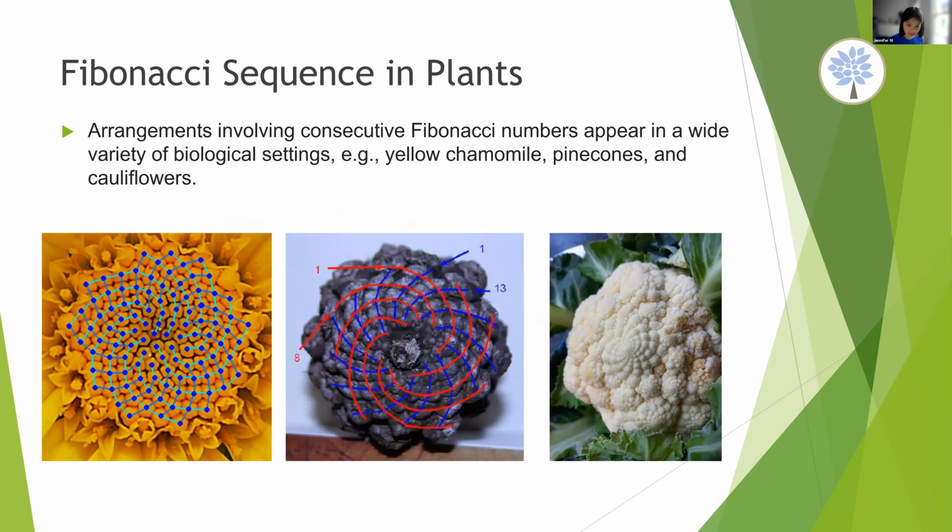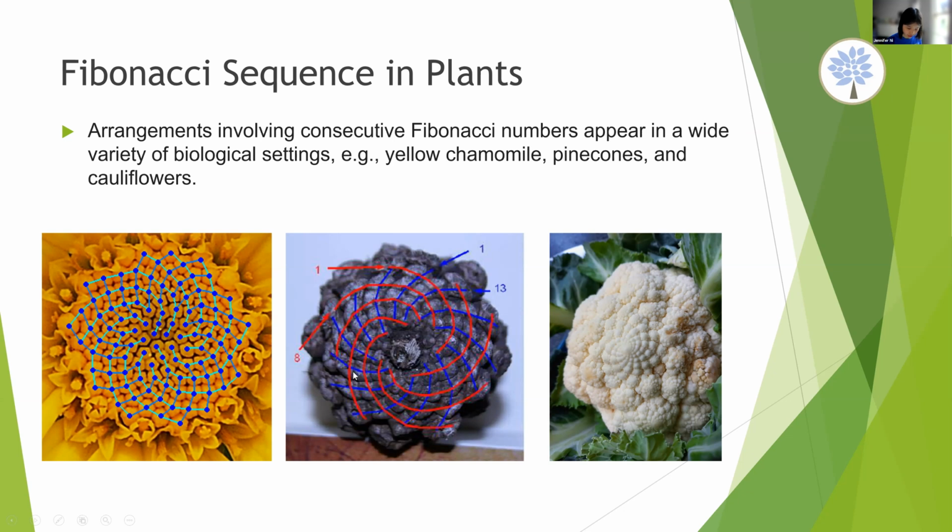Now, the Fibonacci sequence appears in other plants. Arrangements involving consecutive Fibonacci numbers appear in a wide variety of biological settings. Three examples are presented here. In yellow chamomile, there are 21 clockwise curves, shown in blue, and 13 counterclockwise curves, shown in a lighter hue.